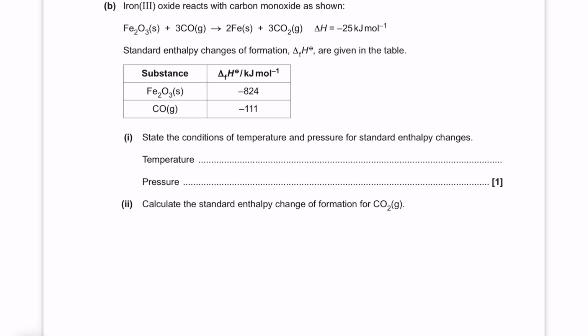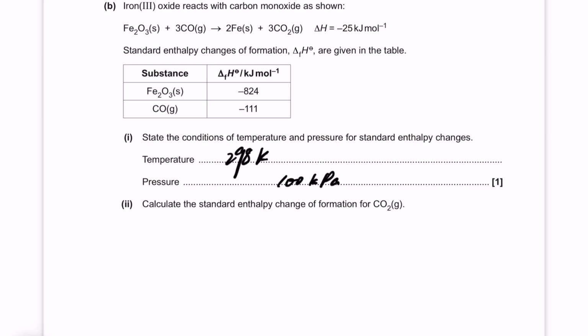For part 1 at the bottom, it says, state the condition of the temperature and pressure for standard enthalpy change. This is purely based on memory. The standard condition temperature is 298 Kelvin. Watch out for the unit. The standard condition pressure is 100 kilopascal. Also watch out for the unit. And then let's move on to the very last question.